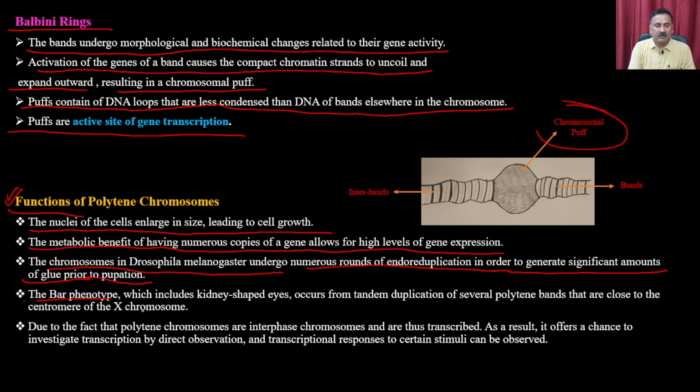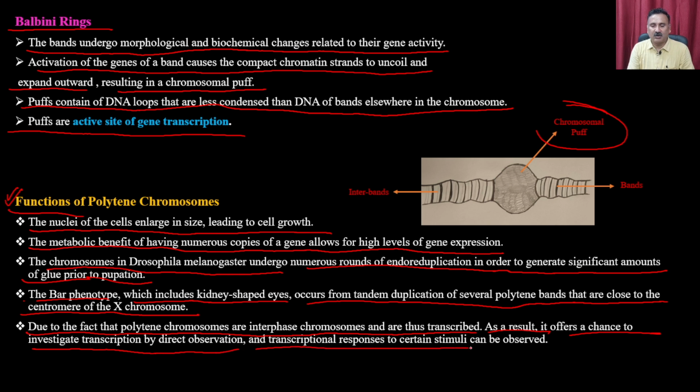The bar phenotype, which includes the kidney-shaped eyes, occurs from the tandem duplication of the severe polytene bands that are close to the centromere of the X chromosomes. Due to the fact that the polytene chromosomes are interphase chromosomes and are thus transcribed, it offers a chance to investigate transcription by direct observation, and transcriptional response to certain stimuli can be observed.